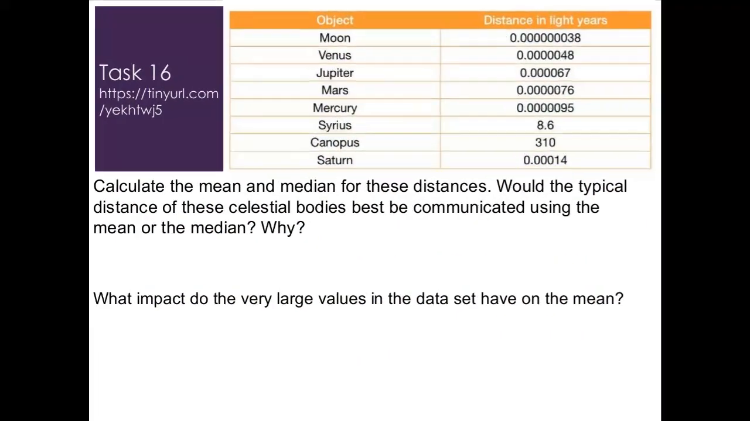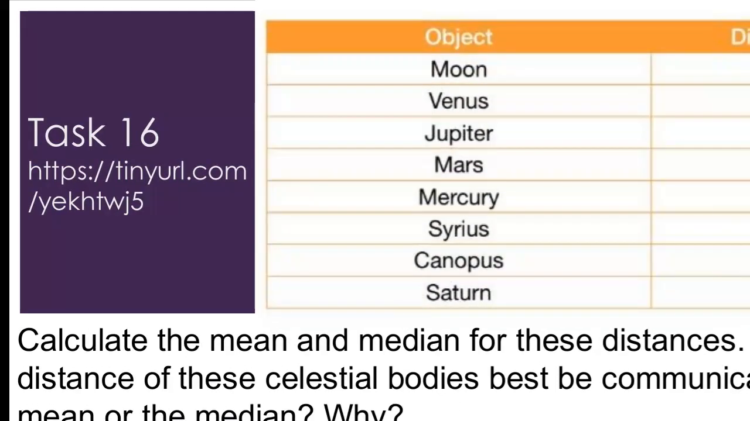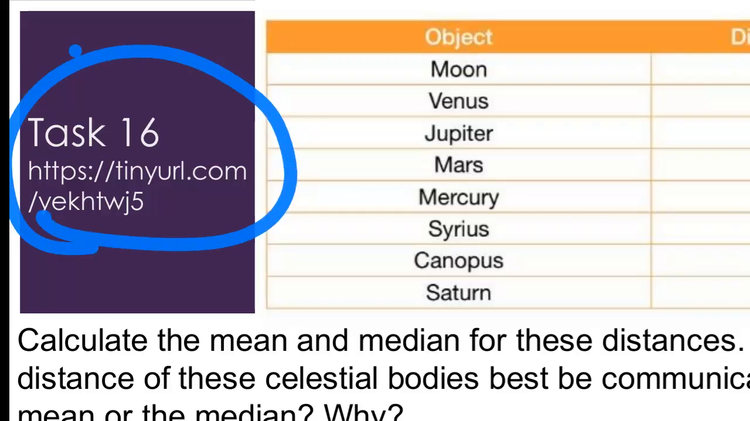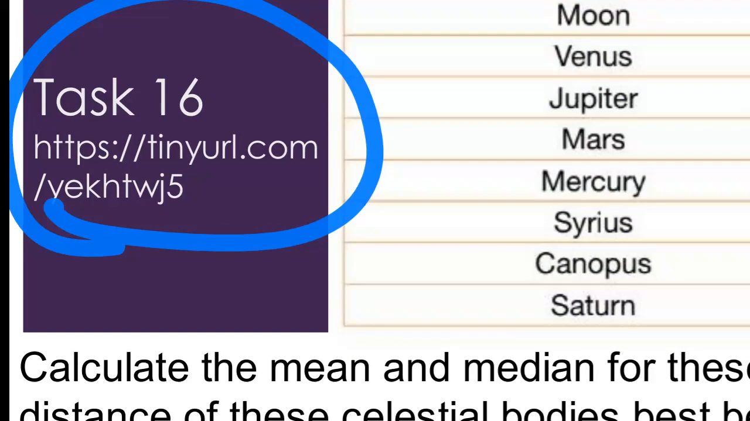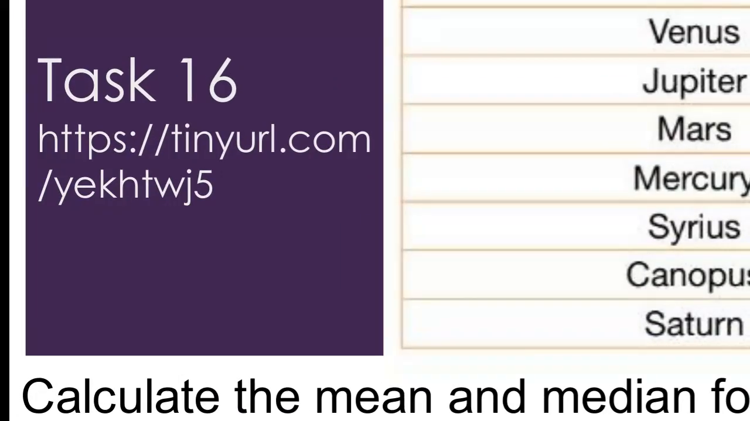All right. Here is the last thing I want you to do. And yes, you can use this tiny URL. This tiny URL you will learn to love, because you do not have to put all of the numbers in. So on your computers or on your phone, type in HTTPS, tinyurl.com/YEKHTWJ5. And let me move this out of the way so you can see it.